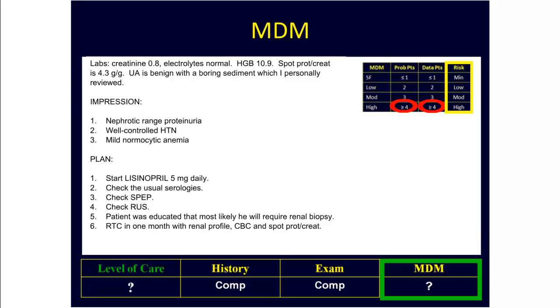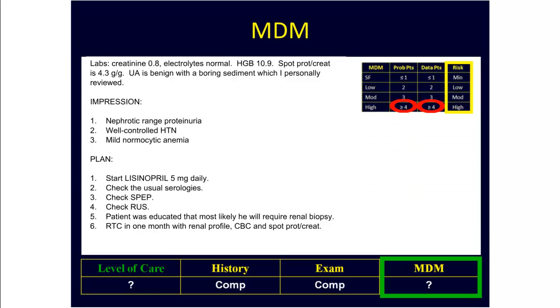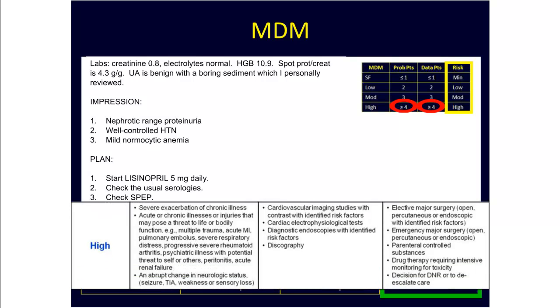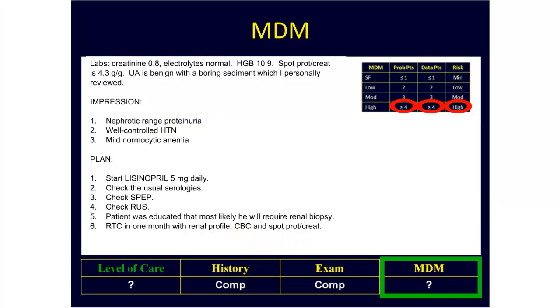The next step is to check the risk. Looking at the risk, the relevant part of the risk table is the high risk part. We have severe nephrotic range proteinuria. This definitely may imperil the kidney function at some point, so it counts as an acute or chronic illness or injury that may pose a threat to life or bodily function. So this is definitely a high-risk encounter. So we have 4 or more problem points, 4 data points, and high risk. Even though only 2 out of 3 dimensions are needed, in this case all 3 dimensions point toward high complexity medical decision-making. So now the last key component is known.